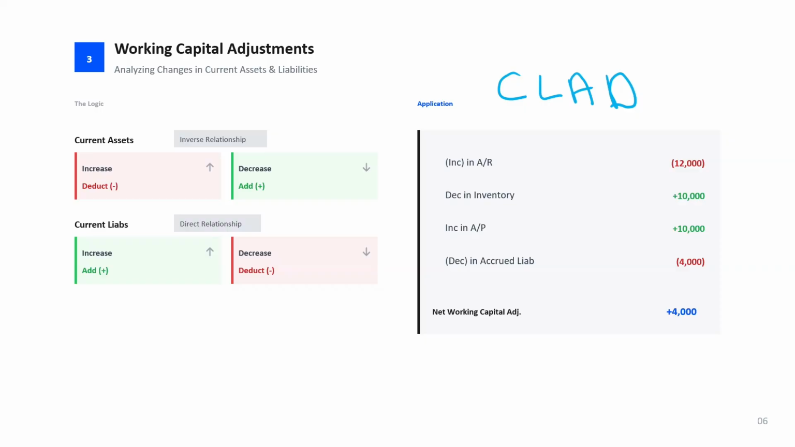Current liabilities are a direct relationship to cash, and current assets are an inverse relationship. For example, an increase in accounts receivable means we made a sale but haven't collected the cash yet, so we deduct it from the net income. And conversely, a decrease in inventory means we sold goods, which is a cash inflow, so we add it back. By applying this logic to our changes, it gives us the net positive adjustment of $4,000 here from working capital. And this completes the three major adjustments needed for the operating section.